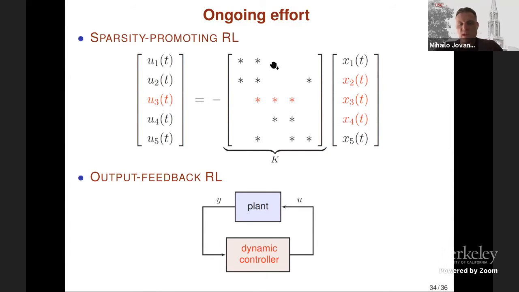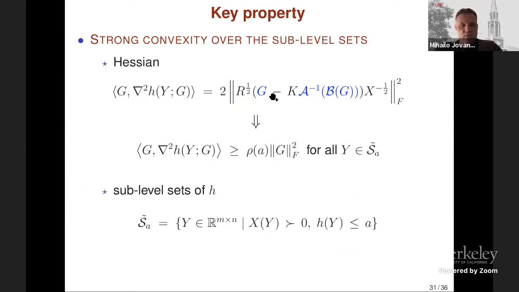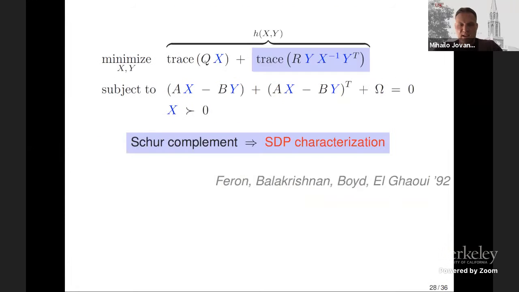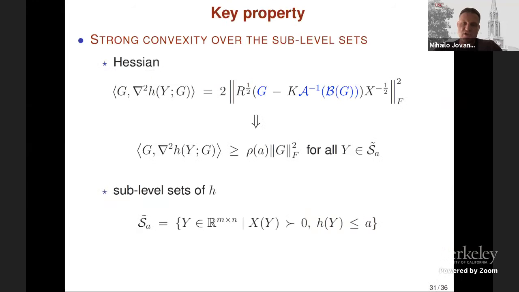And this turns out to be a very, very interesting problem, because the standard change of variables that I utilized a few slides ago is no longer enough to bring you into a convex parameterization. The reason being that an arbitrary sparsity pattern on K does not easily translate into sparsity patterns on X and Y. And if you stare enough at these expressions here, you'll quickly realize that this is the case. So the standard change of variables does not work.